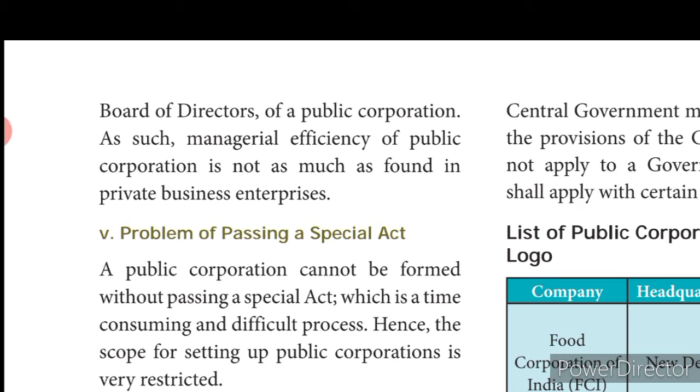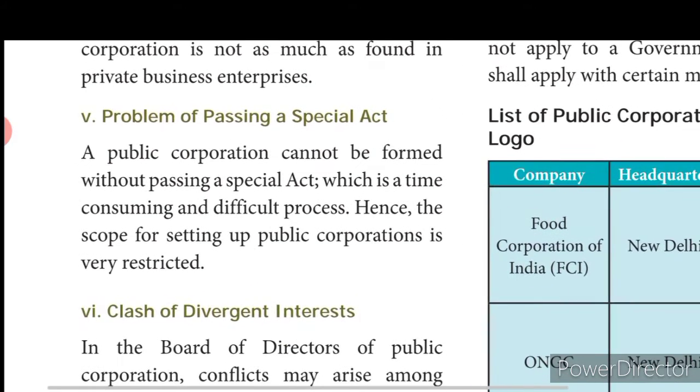So the next one is the problem of passing a special act. A public corporation cannot be formed without passing a special act, which is a time consuming and difficult process, and hence the scope for setting up a public corporation is very restricted. So you can't very quickly open a public corporation, because it takes a very long time. If you want to start one, then you need to pass an act in the parliament, okay.